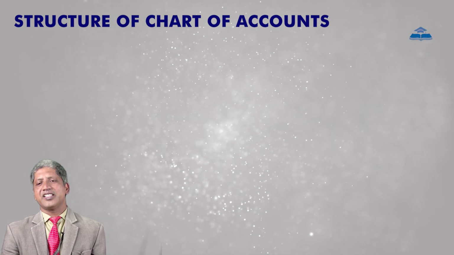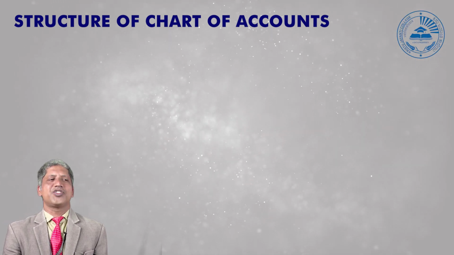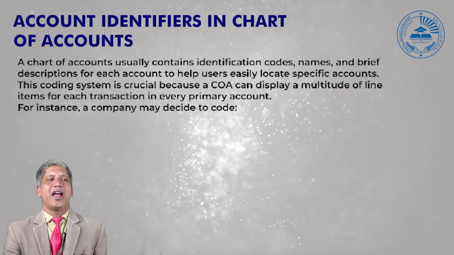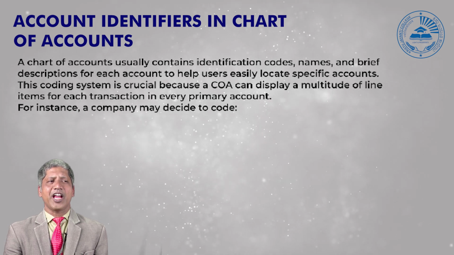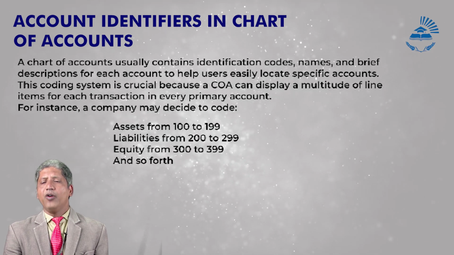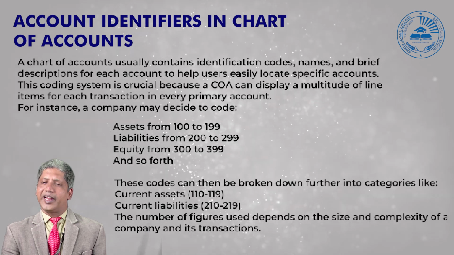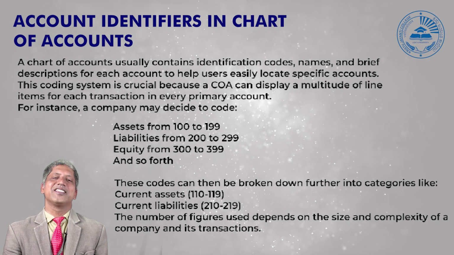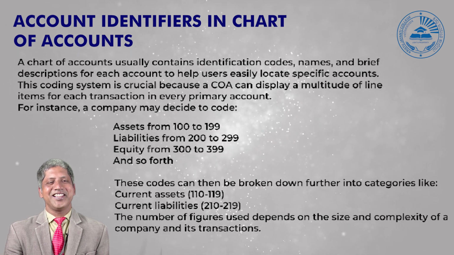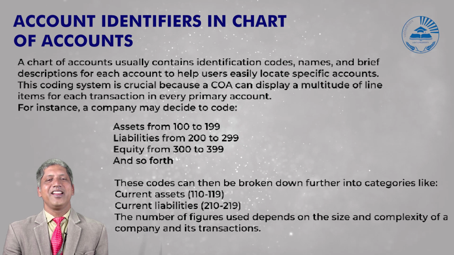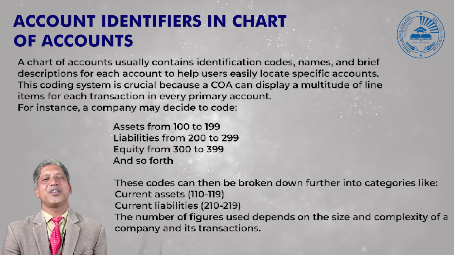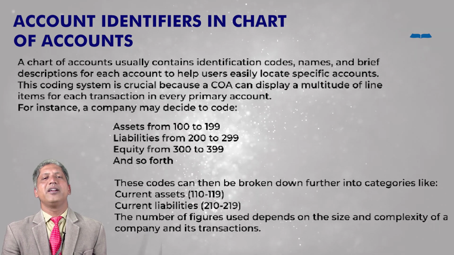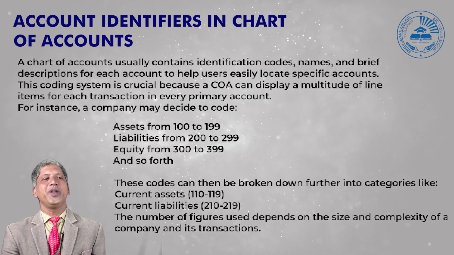Now, account identifiers in the chart of accounts. A chart of accounts usually contains identification codes, a name and a brief description of each account. We have to give one coding to one category. As I told you, the structure consists of both categories and subcategories. To identify the categories and subcategories, we need to name them and code them. So each category is going to be coded, and accordingly the subcategories are also going to be coded.